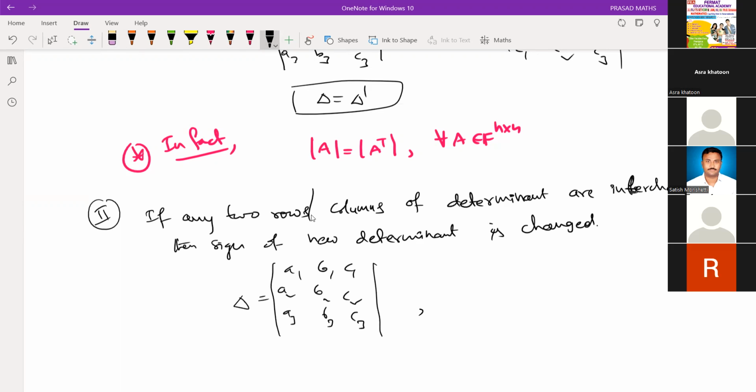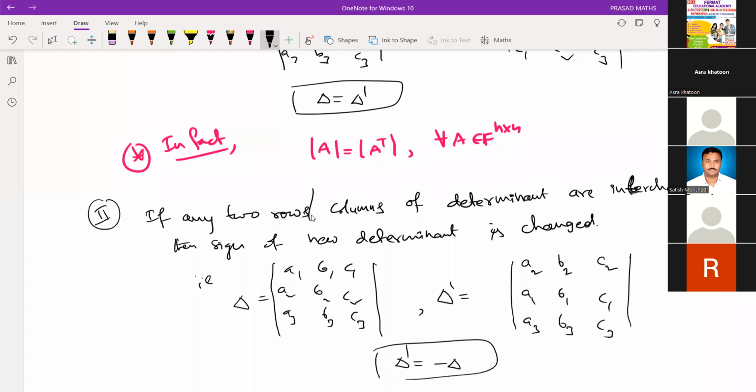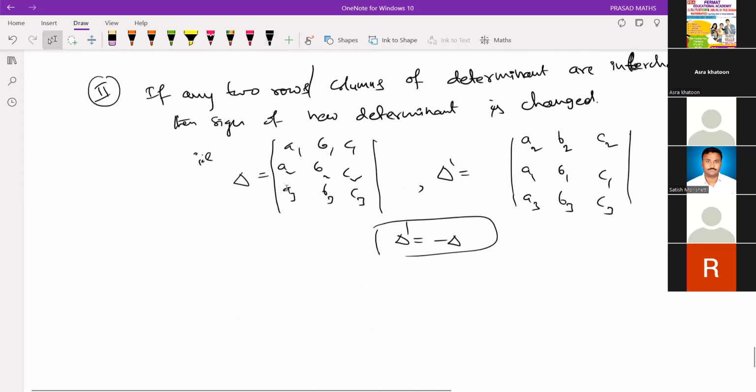You take this as delta. Suppose you change two rows, A2 B2 C2 as the first row and A1 B1 C1 as the second, and next A3 B3 C3 you keep as it is. What you observe is delta dash is equal to minus delta. So suppose you change any two rows or columns, the resultant determinant is changed by a minus sign. So this is an interesting property.